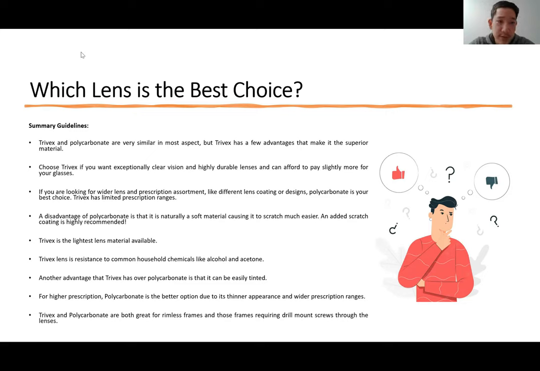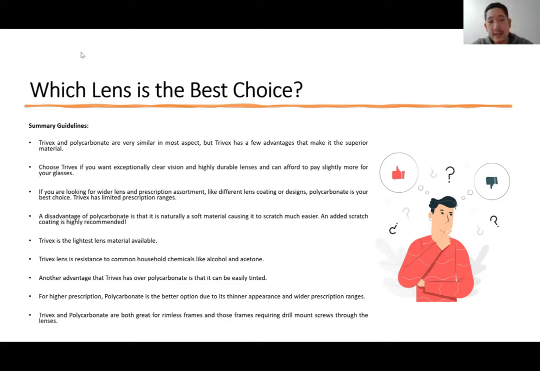So choose Trivex if you want exceptionally clear vision with highly durable lenses, but can afford to pay slightly more for your glasses. As we mentioned, Trivex has the highest Abbe value compared to a polycarbonate lens. This will definitely give Trivex the advantage of clearer vision. But again, it's going to be much more expensive than polycarbonate lens. So if you're looking for a wider lens and prescription assortment, like different lens coatings and designs, polycarbonate lens is going to be your best choice.